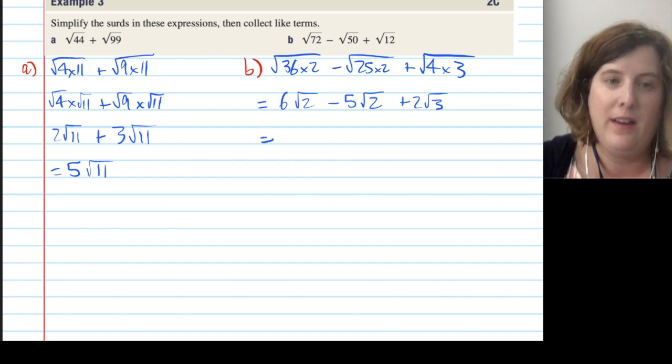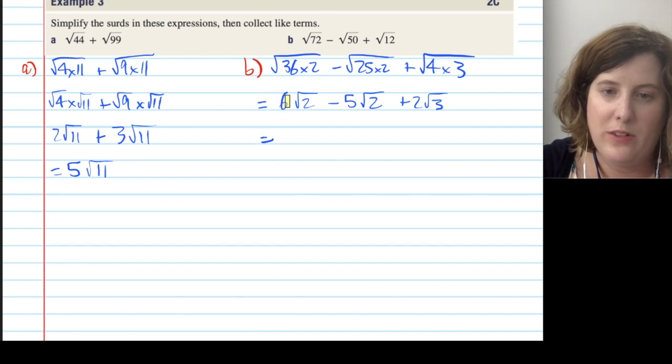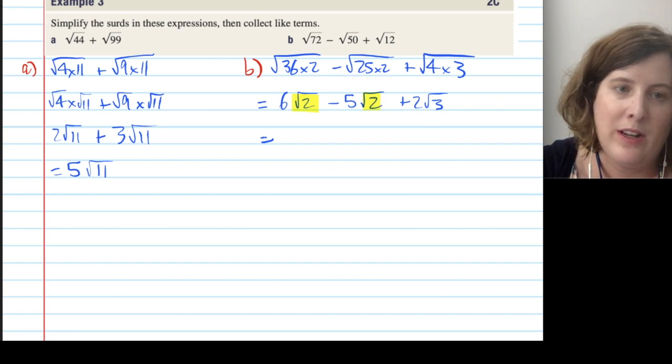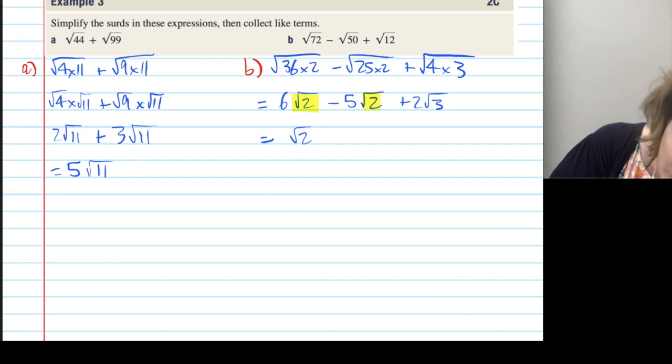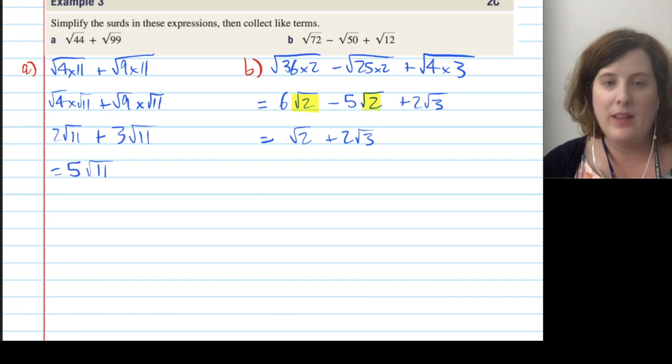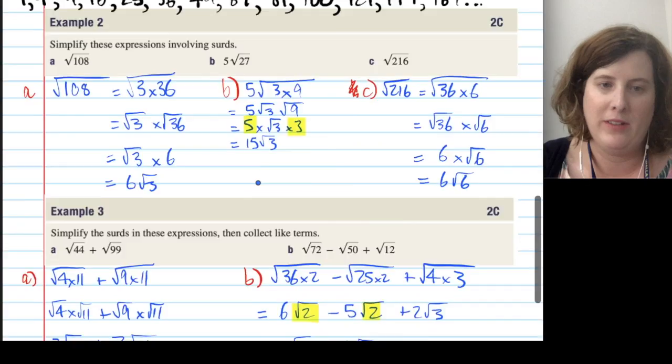Now, see how this one's got a root 2, this one's got a root 2, but the last one does not. That means the last one's not a like term. 6 root 2 take 5 root 2 is just 1 root 2. And that plus 2 root 3, nothing I can do with it. There we go. That's simplifying surds. It's fairly simple.